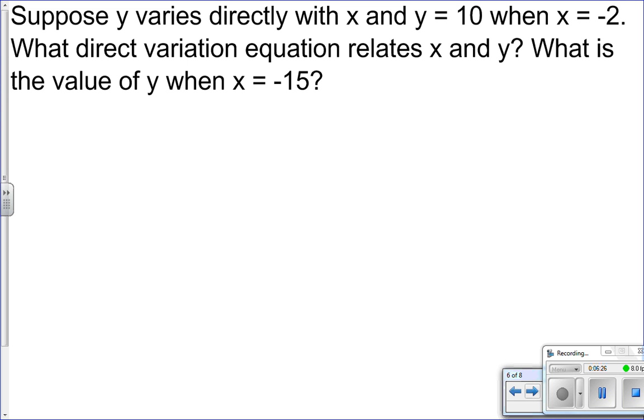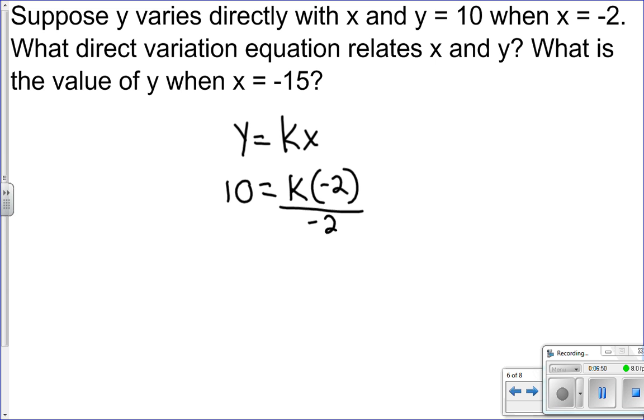So because I know y varies directly with x, I'm going to use the equation y equals k times x. And since I don't have my constant, my letter k, I need to use y equals 10 and x equals -2 to figure it out. So I'm going to plug those values in. I get 10 equals k times -2, and then I'm going to divide both sides by -2. And I get k equals -5.